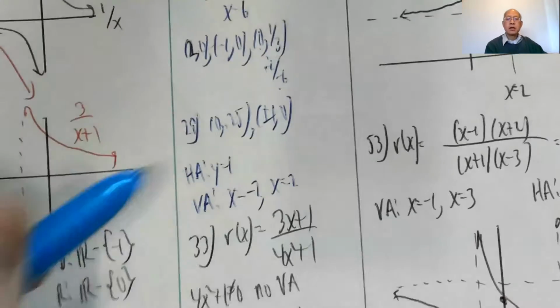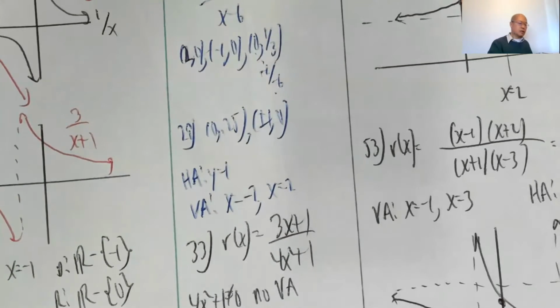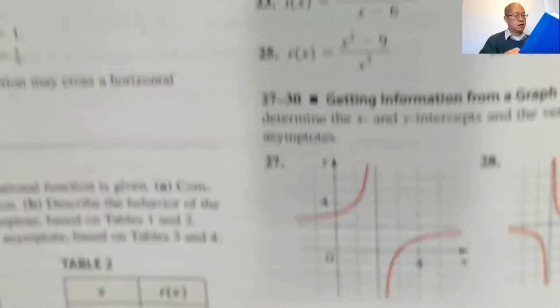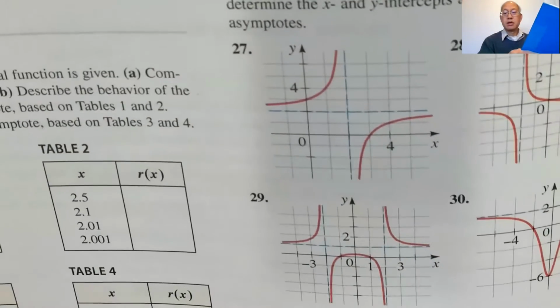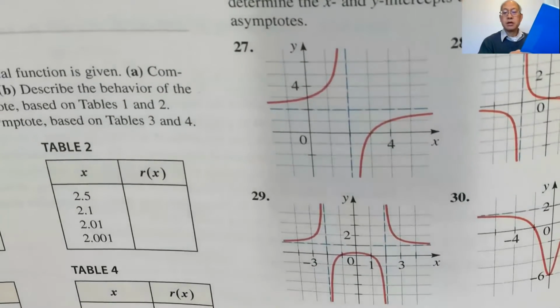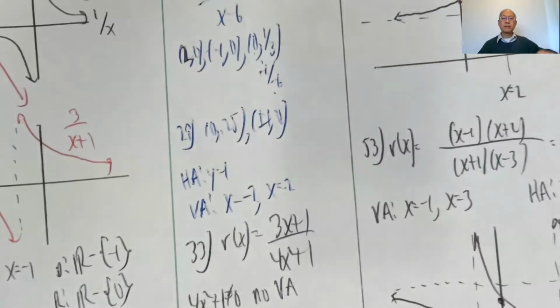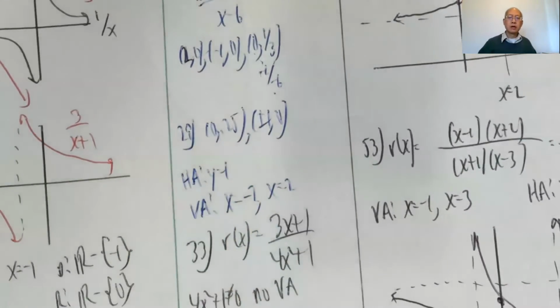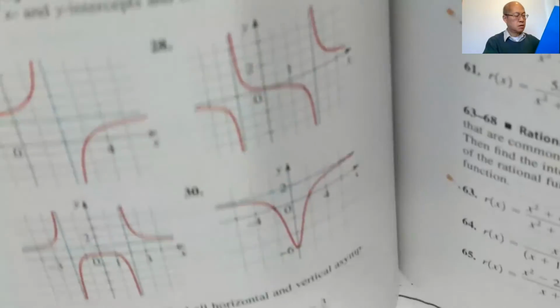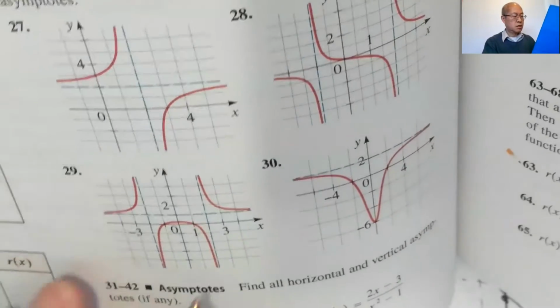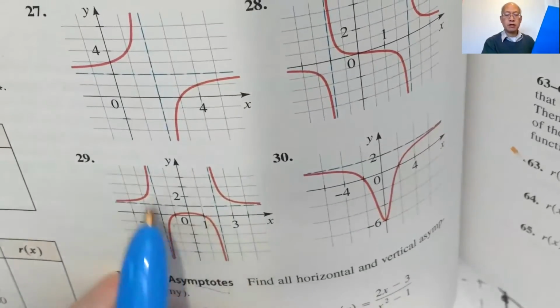Okay. And problem 29. Okay, so intercepts look like 0, 0.25 roughly. And plus or minus 1, 0. Right over here and right over here.